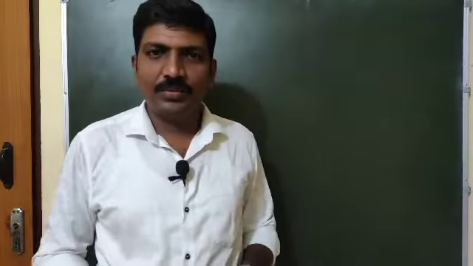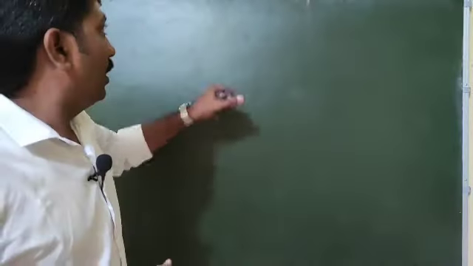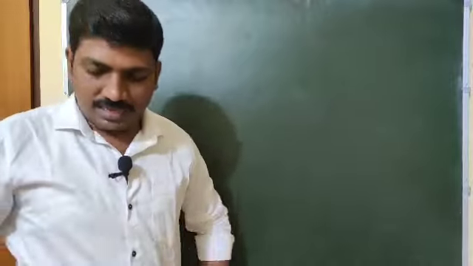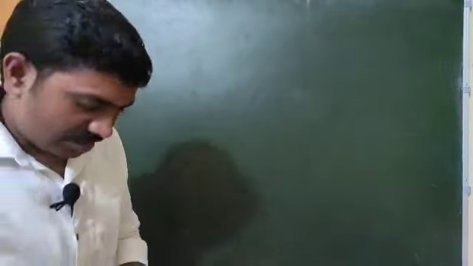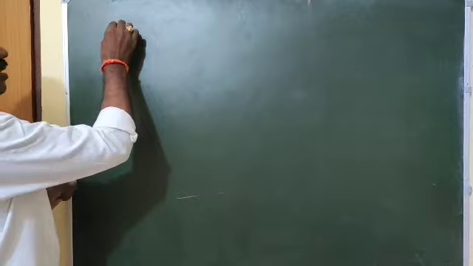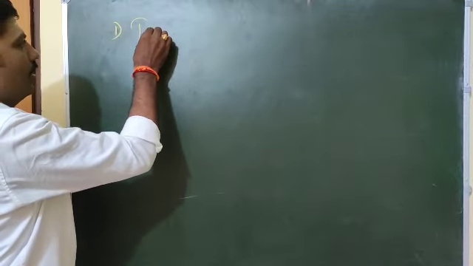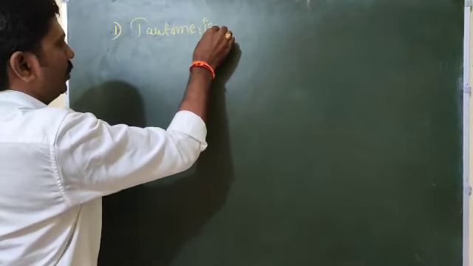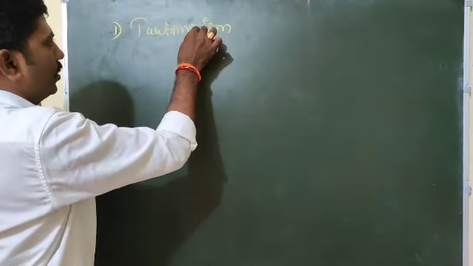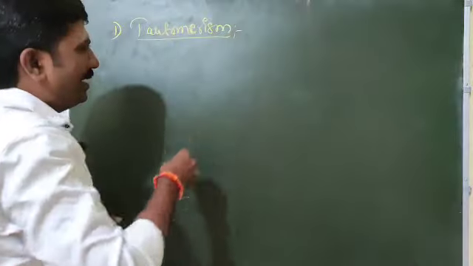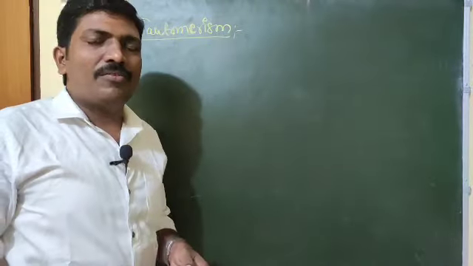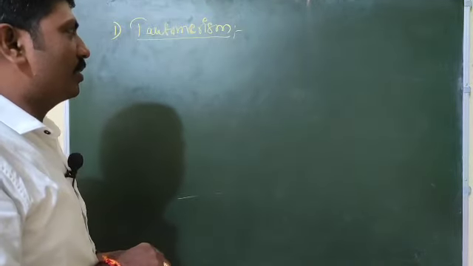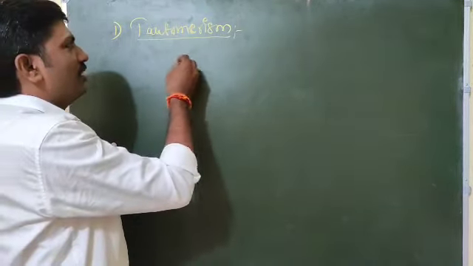Hi students, today we will discuss tautomerism. So what is tautomerism? Tautomerism is a special type of functional isomerism. So here is the definition of tautomerism.